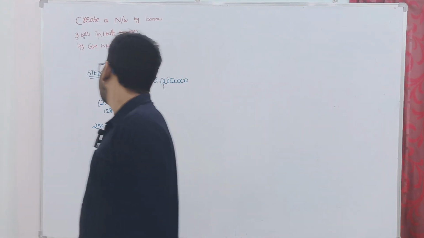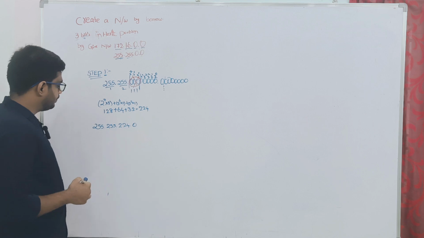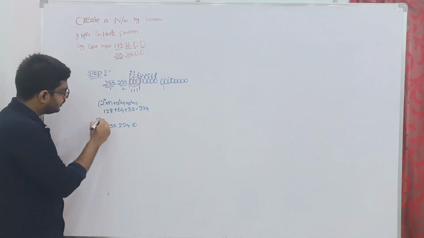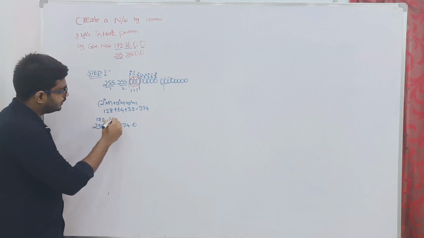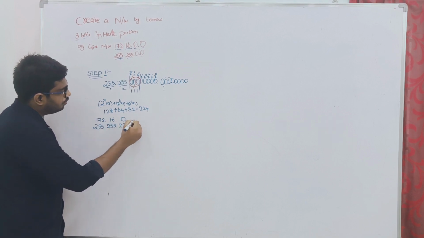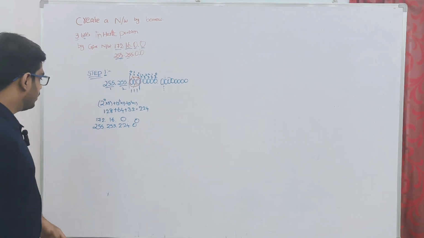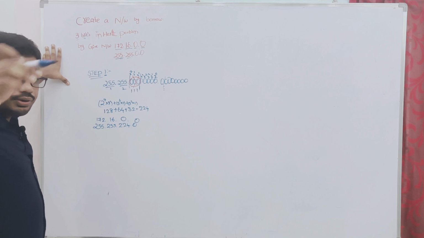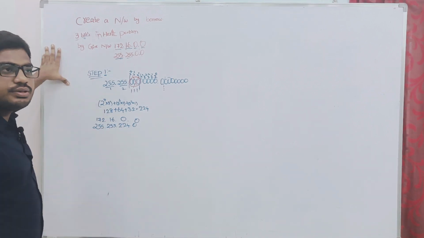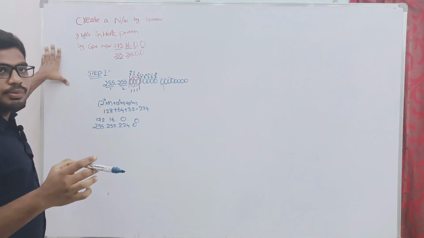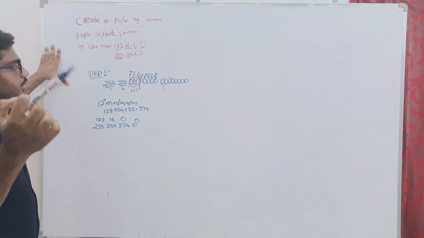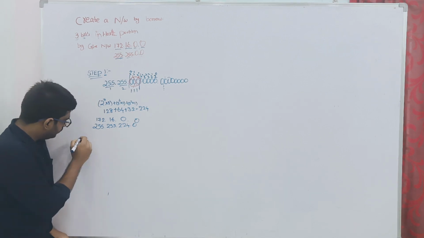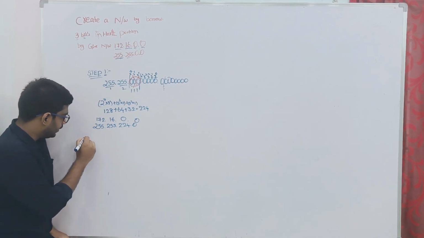What is the next network? So you take this network, 172.16.0.0. You find the network as usual, like our previous video. Find the network IP, first IP, last IP, broadcast IP, and the next network IP. We follow the same protocol here. So this is our first network IP.